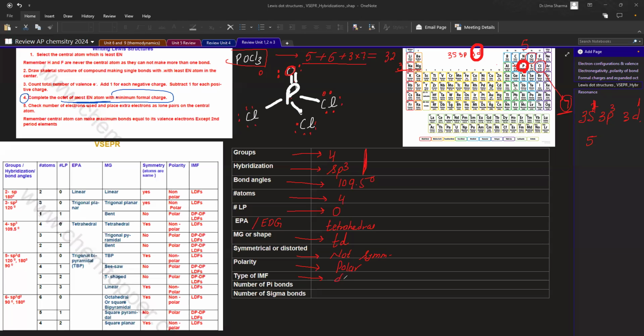Dipole, dipole. Number of pi bonds and number of sigma bonds. Who is saying 3? What is 3? Isabella, 3 is what? Okay. Number of pi bond is 1 and number of sigma bonds are 4.